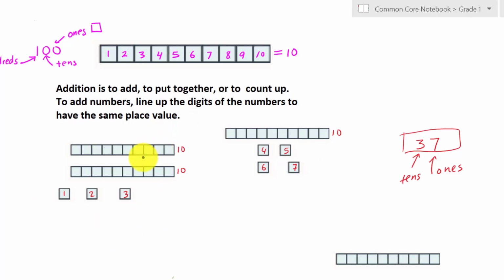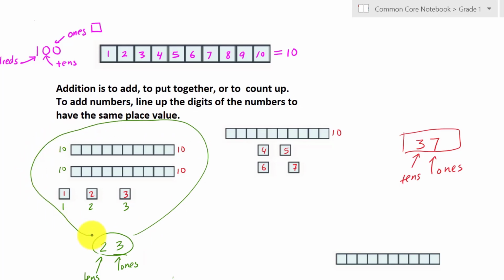In this case, we have 1, 2, 3. So we have a number that has a digit of 3 for the ones. And for the 10s, we have 1 ten, 2 tens. And that gives us 2 tens. So in this case, the number is 23. Okay? And that's for this sample right here. 23 boxes. What about over here?